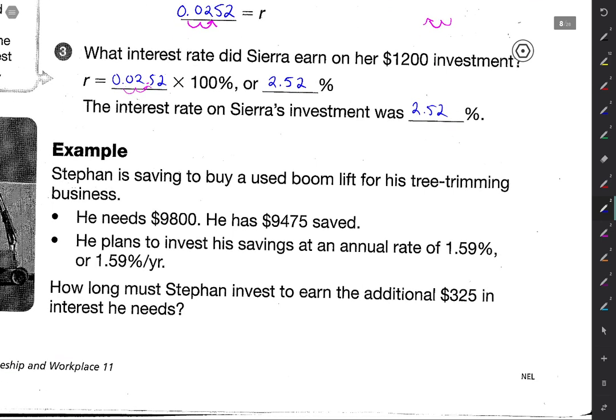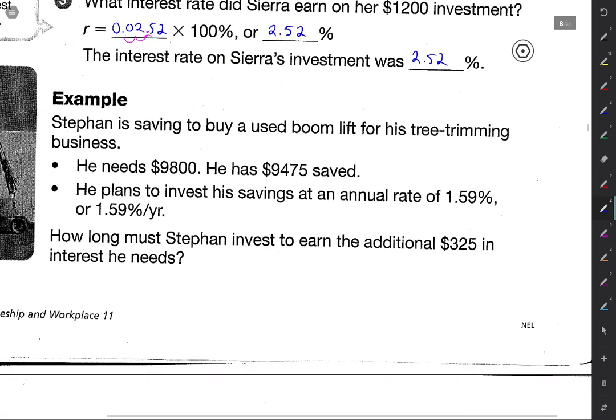In the next example, Stephen is saving to buy a used boom lift for his tree trimming business. He needs $9,800 and he has $9,475 saved. He plans to invest his savings at an annual rate of 1.59%, or 1.59% per year. Either of those things mean the same thing. How long must Stephen invest to earn the additional $325 in interest he needs?